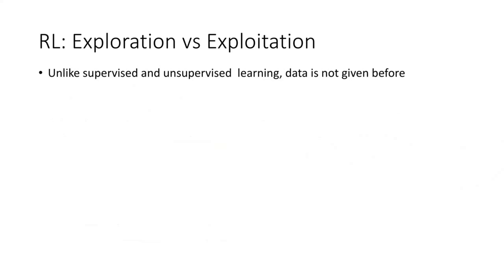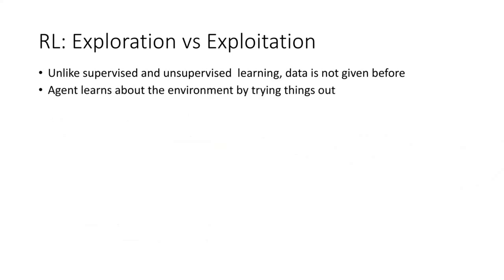As I mentioned before, in reinforcement learning, you are not given any set of data. That is one of the biggest differences between reinforcement learning and supervised and unsupervised learning. But you know that any kind of machine learning requires some kind of data. So where do we get the data for reinforcement learning? The agent needs to generate its own data. How does it generate the data? By interacting with the environment.